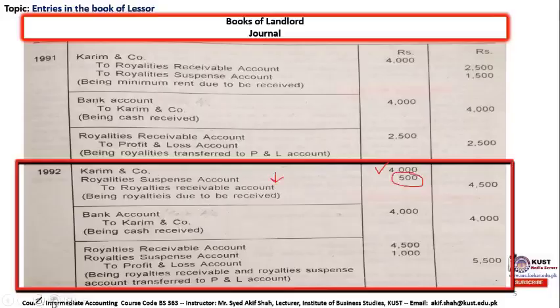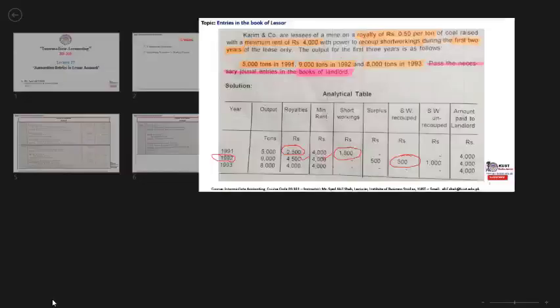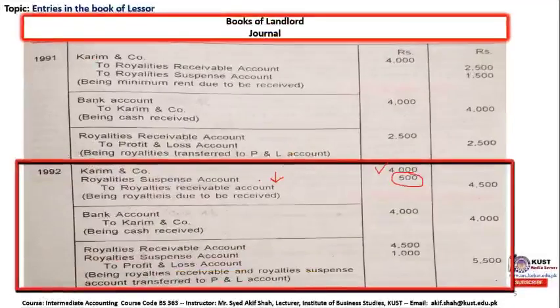Let's go back to the analytical table and counter check it. In year 1992, we can see that the royalty fee was 4,500, the minimum rent was 4,000, and the short working was recouped by the lessee. So the short working account is the liability account of the landlord. This is why there is a decrease of 500 in the liability section of the landlord's books of account. Therefore, it is recorded as debit, and then we have made the royalty account, a nominal revenue account, increased by 4,500.